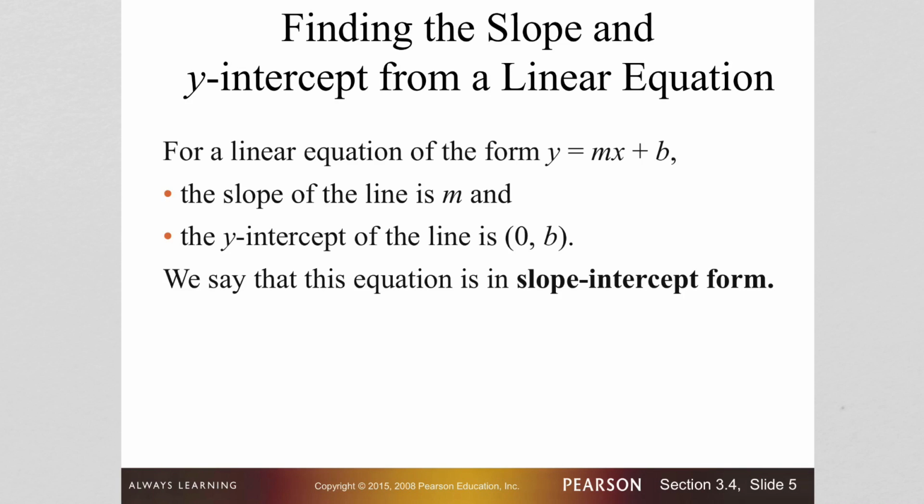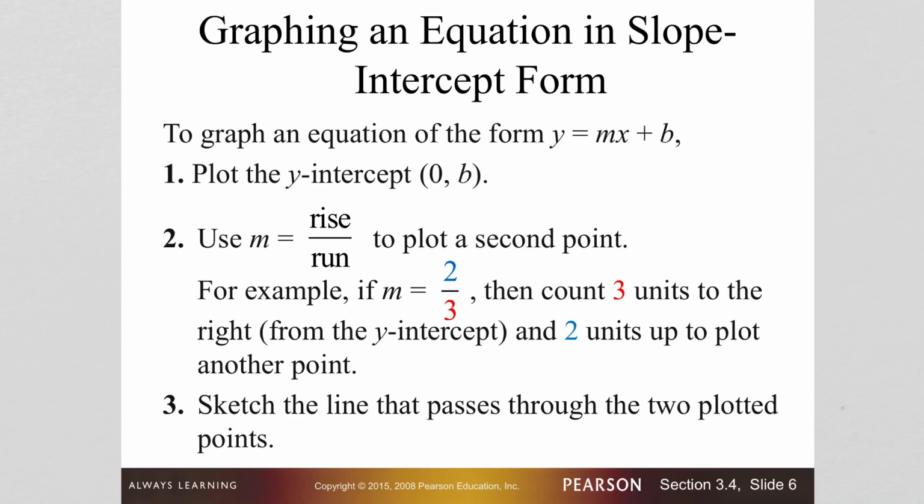Okay, so it says here, for a linear equation of the form y equals mx plus b, your slope is m and your y-intercept is your b. And this equation is in slope-intercept form. These are just some instructions on how to graph an equation that's in slope-intercept form. If I were taking notes, this is probably what I would write down.